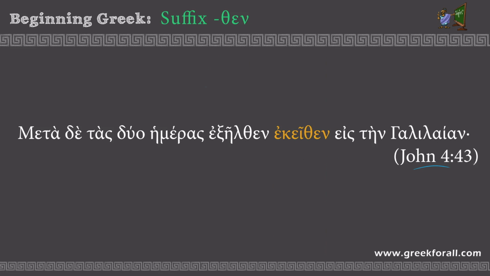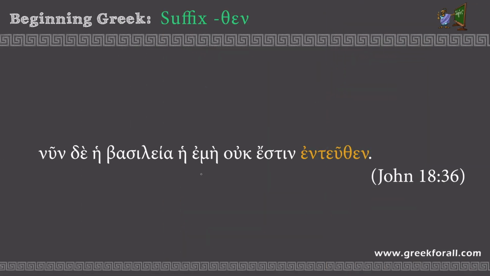Gospel of John, chapter 4. Let's read. Meta de tas duo hemeras exelthen ekeithen eisten Galilean. But after 2 days, exelthen, he came out, or he went out, ekeithen, from there. Eke means there, so ekeithen, from there, so he went out from there, eisten Galilean, into the Galilee.